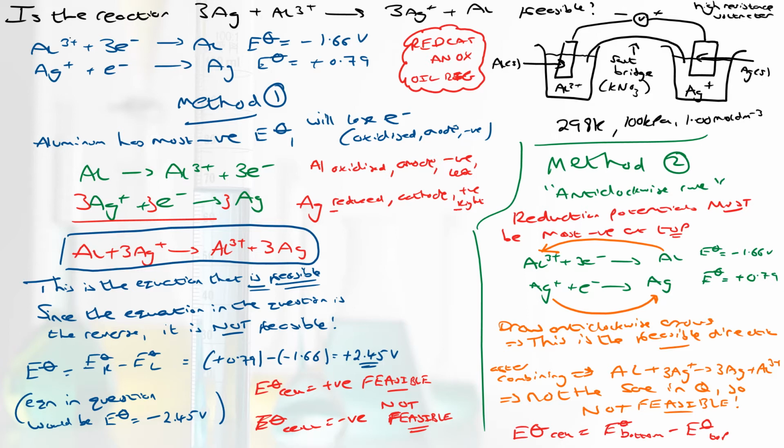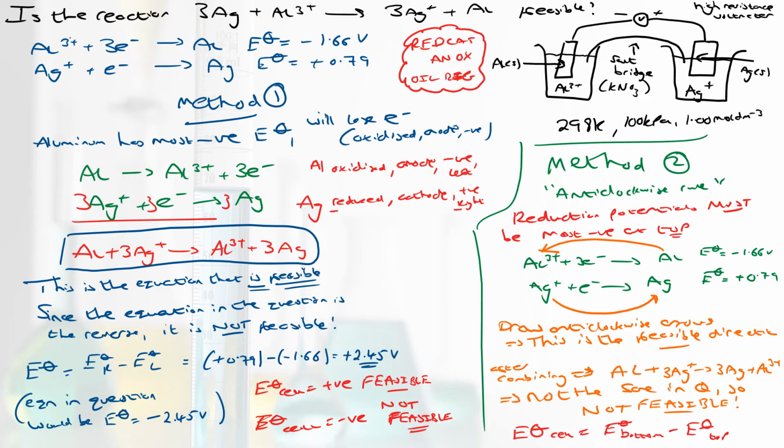Combining those two equations, we just write down all the reactants on the reactant side, all the products on the product side, and we get that aluminium plus 3 lots of silver ions goes to Al3+ and 3 lots of silver. Now, this is the important thing to now check back with the question. The equation that we've worked out is not the same as what we had in the question.